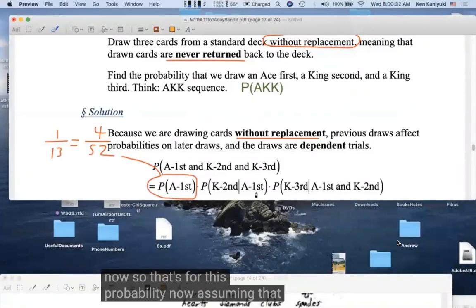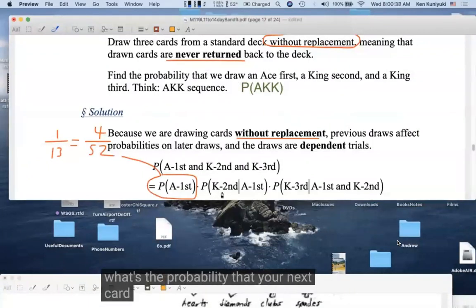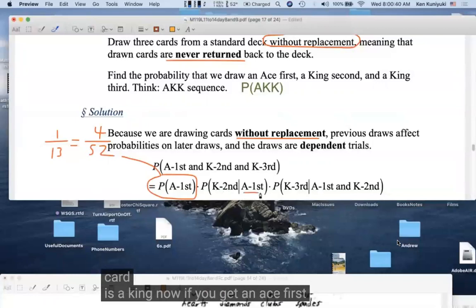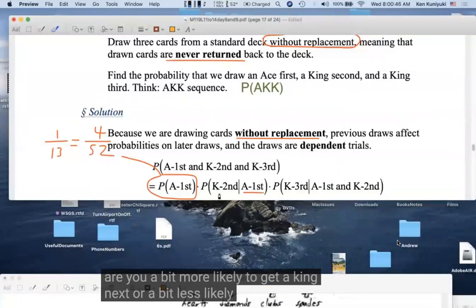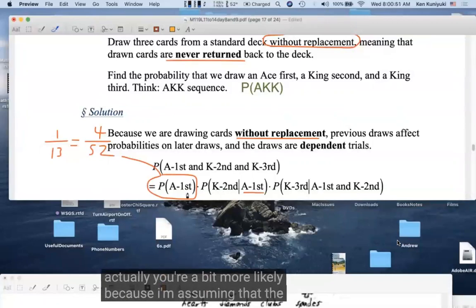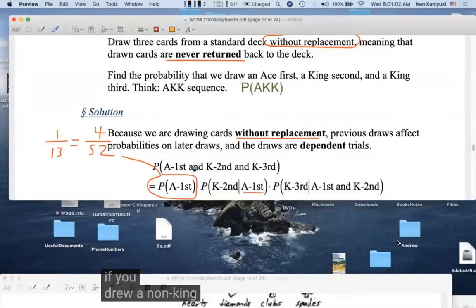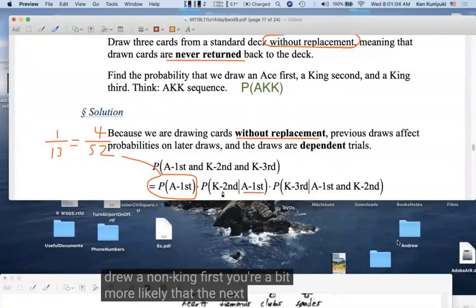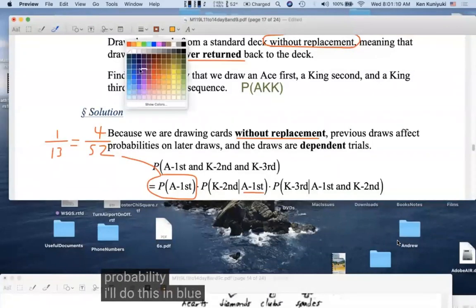Now, conditioned on you getting an ace first, what's the probability that your next card is a king? Now, if you get an ace first, are you a bit more likely to get a king next or a bit less likely? Actually, you're a bit more likely, because I'm assuming that the first card you drew was not a king. We're sampling without replacement, and we have a finite number of cards. So if you drew a non-king first, you're a bit more likely that the next card will be a king. Now, what is this conditional probability? I'll do this in blue.